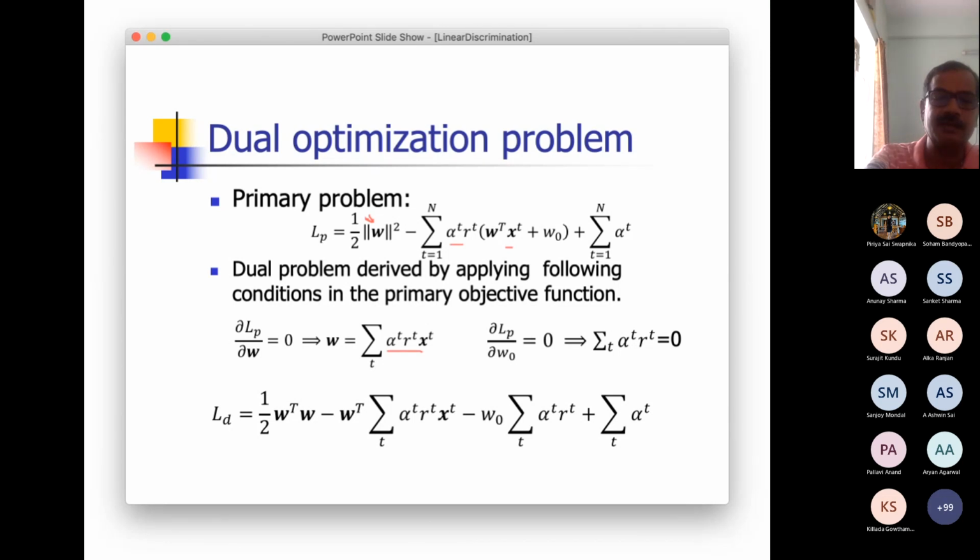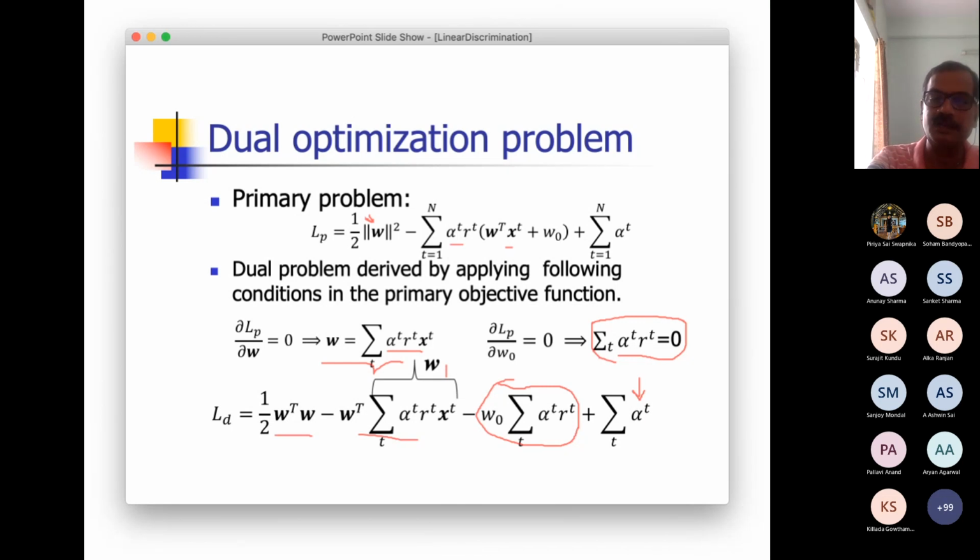But now I will be replacing all these W's. First, you can see that this is a W. This part itself is W, right? So that you can observe. This one I am just putting here. Similarly, this sum of alpha t r t equals 0, so this part will also go. So W naught will not be there either. So only the alpha t term would be there, and this half W transpose W and this W transpose W will make it minus half W transpose W.